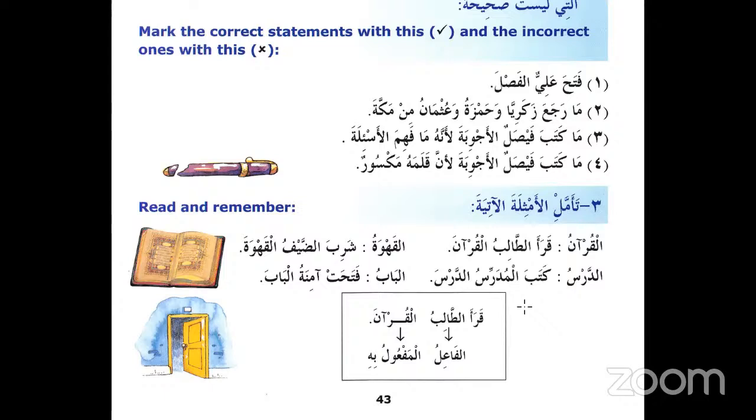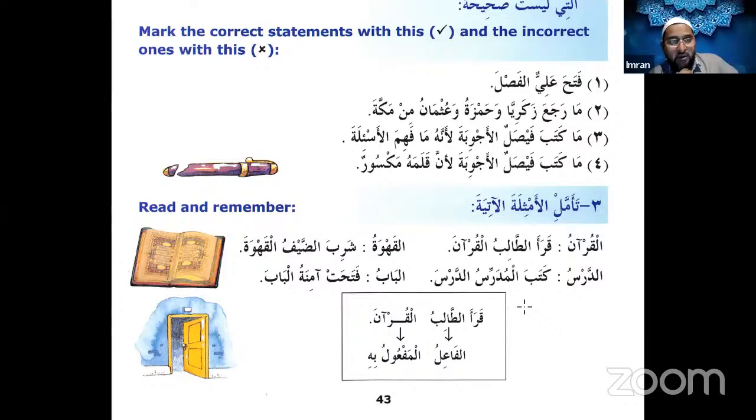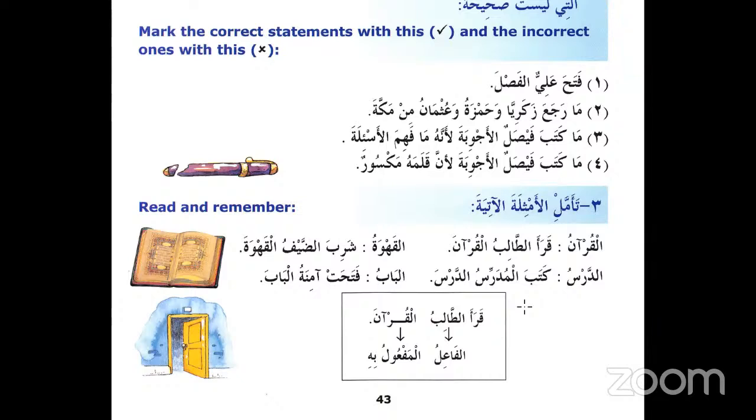Al-Kahwatu shariba zayfud kahwatu. The coffee, the guests drank the coffee. Excellent. Shariba al-dhayfu al-kahwata. So dhayf is the fa'il, al-kahwata is the maf'ul bihi. Excellent. And then the next one is Darsu Katabal Mudarrisu Darsun. The teacher wrote the lesson. Correct.